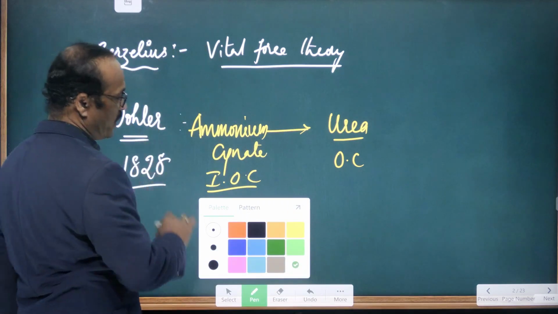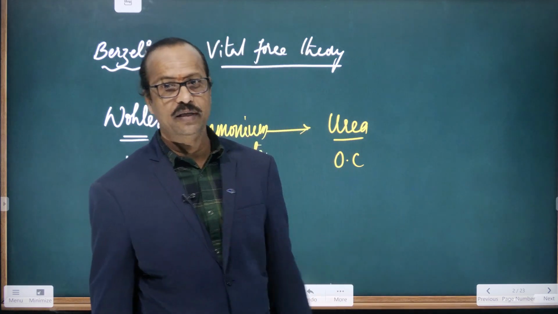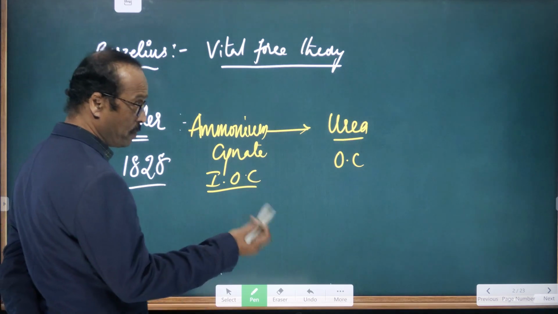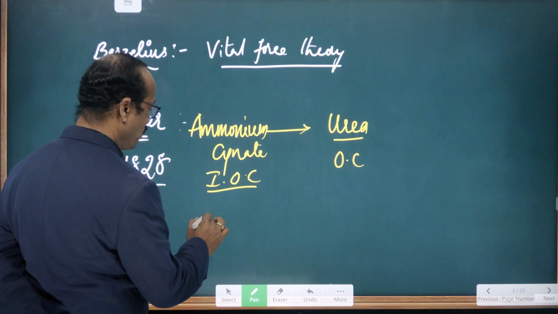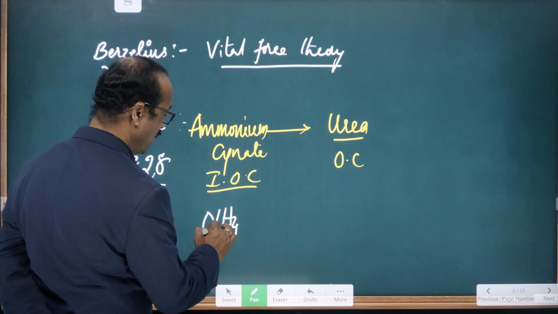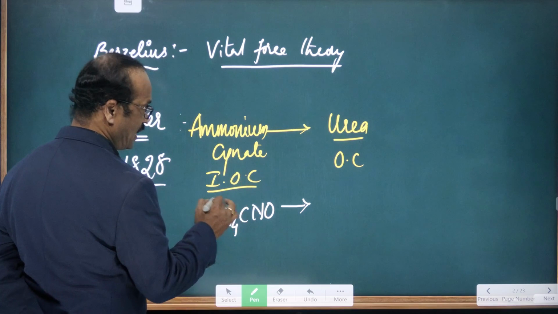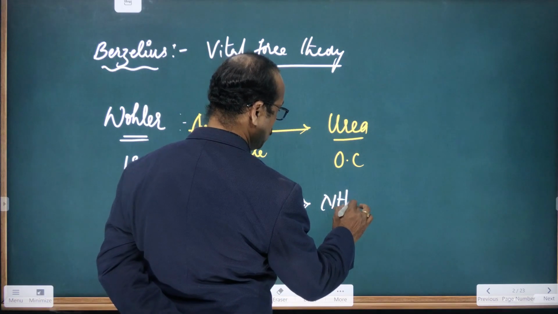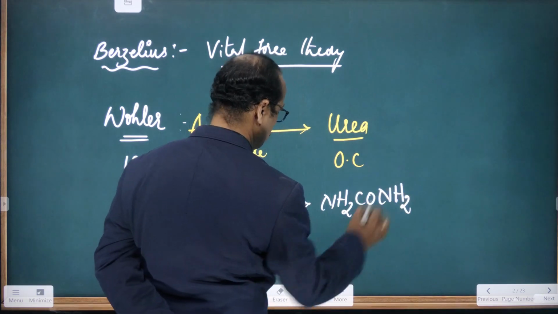According to Berzelius' theory, we cannot prepare organic compounds artificially in the laboratories, but here Wöhler proved that, means he prepared an organic compound from ammonium cyanide. What is the formula of ammonium cyanide? This is very important. NH4CNO: NH4 ammonium, CNO cyanate. So from ammonium cyanide he prepared urea. Urea formula is what? NH2CONH2. So this is urea.